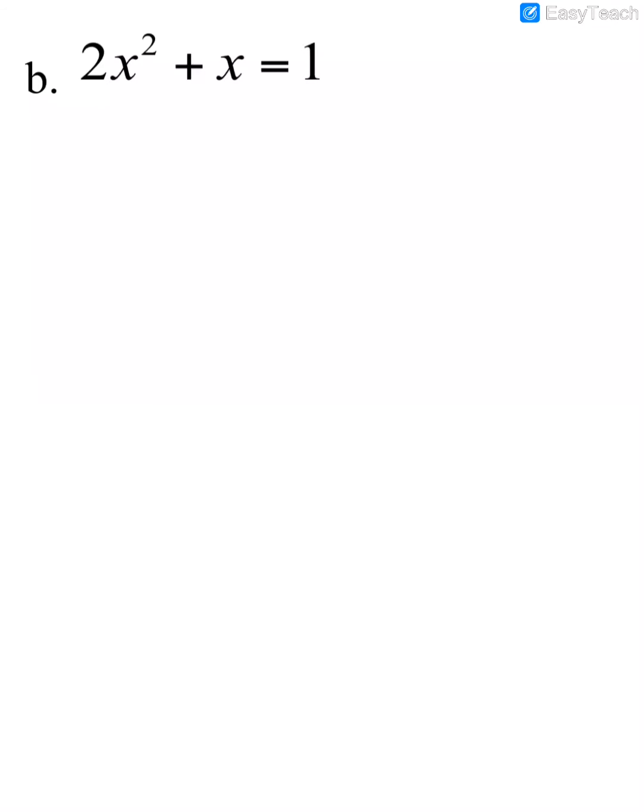All right, here is another quadratic equation. The first step, remember, is to get everything on one side equal to 0. So I'm going to move the 1 over first to get everything on one side. So that gives me 2x squared plus x minus 1 equals 0. Okay, so now I'm going to factor. Is there a greatest common factor in all three terms? No, there's not. So this is a trinomial, and we know that all trinomials factor into two binomials.